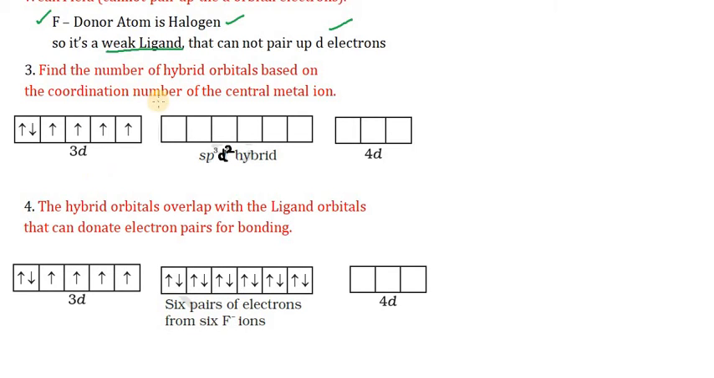So in the hybrid orbitals now, pairing of electrons happens, right? So 6 orbitals are available, sp3d2 hybrid orbitals. So in this, the 6 pairs of electrons from the F minus ions will get settled, thereby you get the metal-ligand bond formed. Right?